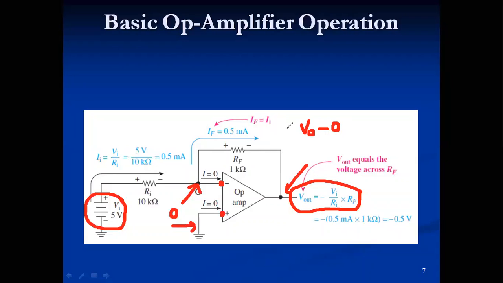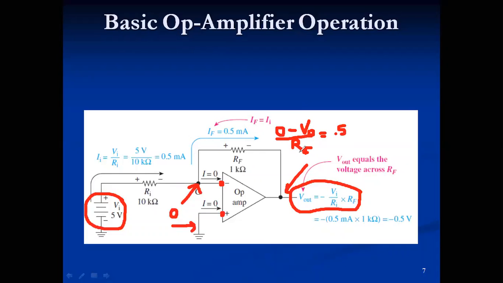I'm sorry, it actually should be the negative of that. So I'm going to do 0 minus V out. That's the voltage difference between these two nodes. You have to take the difference in the direction that the current is flowing. And then you divide that by RF is equal to the current of 0.5.